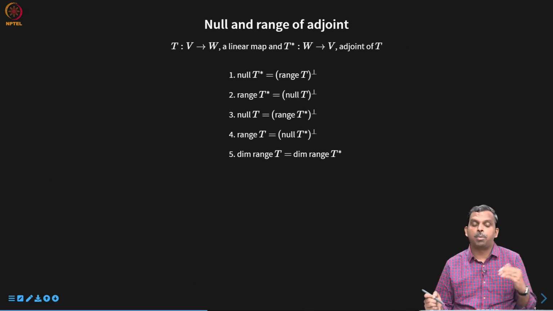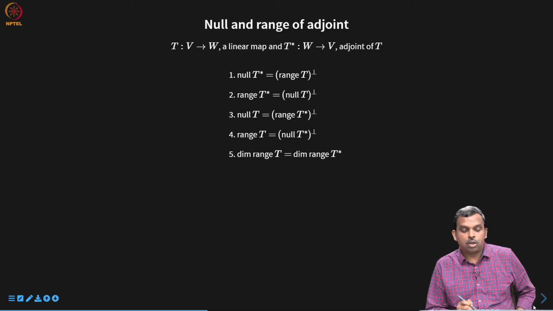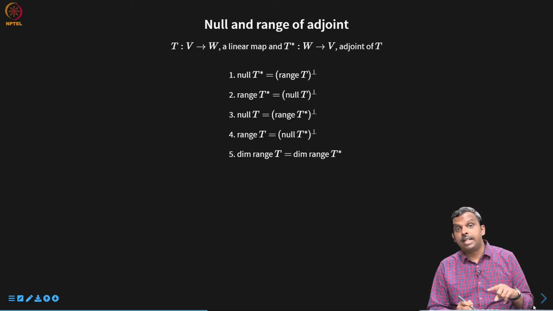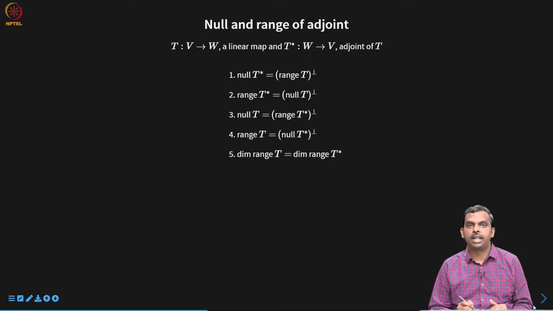Okay, so more properties. The adjoint, we know, is a linear map. If T is a map from V to W, T adjoint is a linear map from W to V. So of course it has the null space, range space, all these other routine properties that we have for a linear map. And it turns out those spaces are related to the similar spaces for the original operator T, and those relationships are captured here.